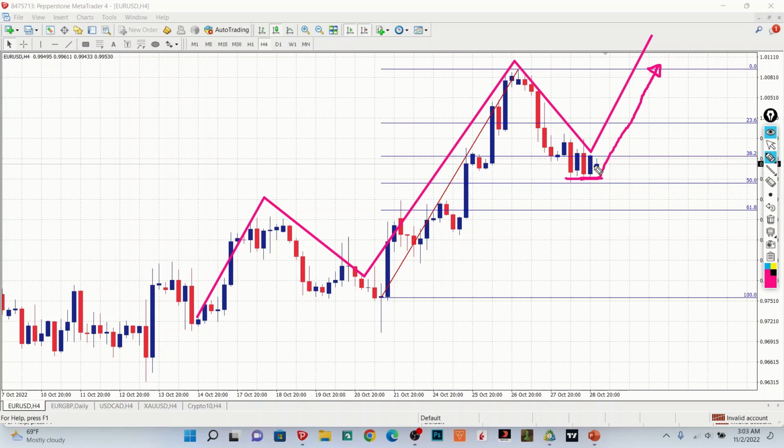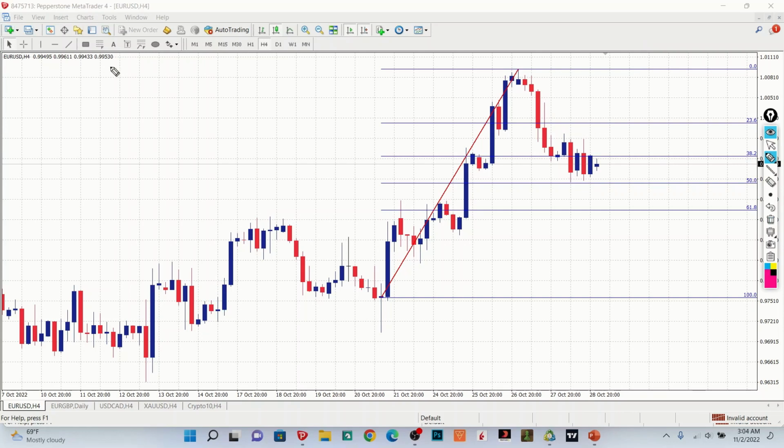So this is a probable trade. Of course, do you take it right now? This is the euro dollar on the H4 time frame. No. Why? There is no confluence. So Fibonacci retracement levels are also used in confluence with other trading parameters like indicators, support and resistance, etc. Okay, so that is how we use the Fibonacci retracement.